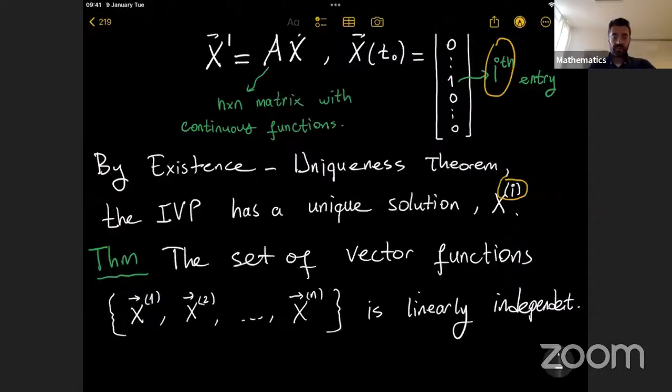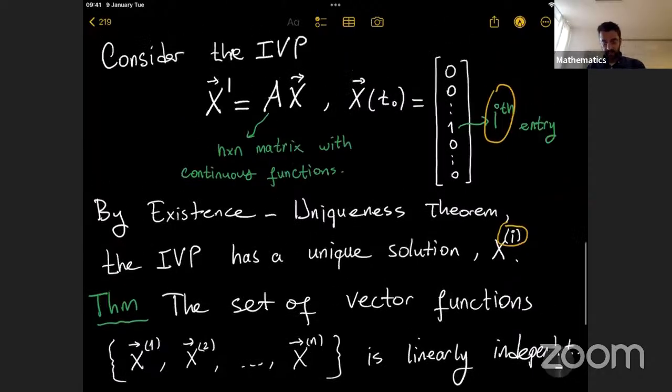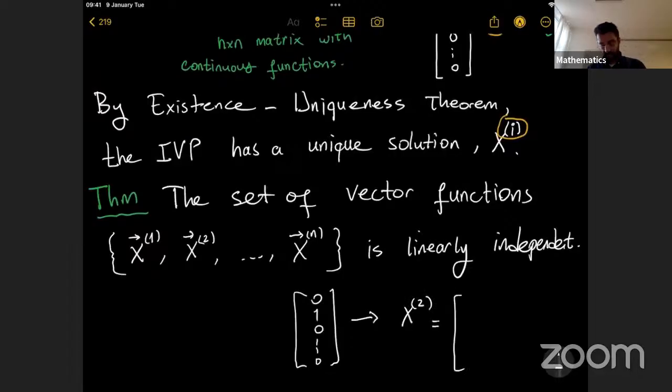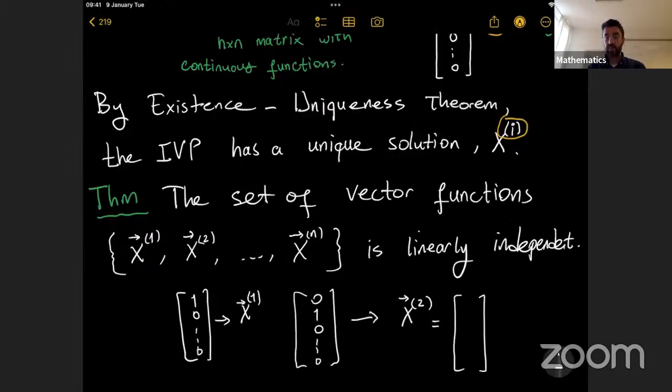Well, there's one question: what happens when the second entry is 1 here? Basically, if you have 0, 1, 0, 0, 0 as an initial condition, then for this you have the solution x2. Okay, x2 is a vector function, so we give a name for this. There is a solution x2. When we have 1, 0, 0, 0 with this initial condition, we have the solution x1. Okay, this vector.